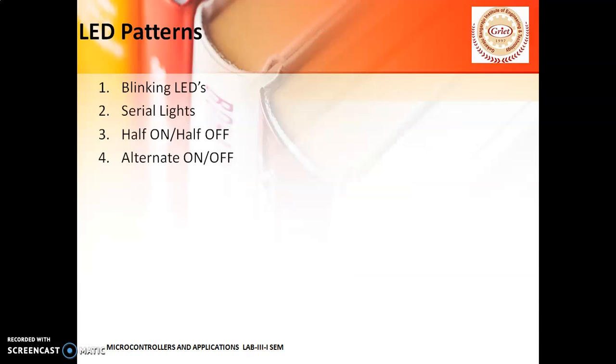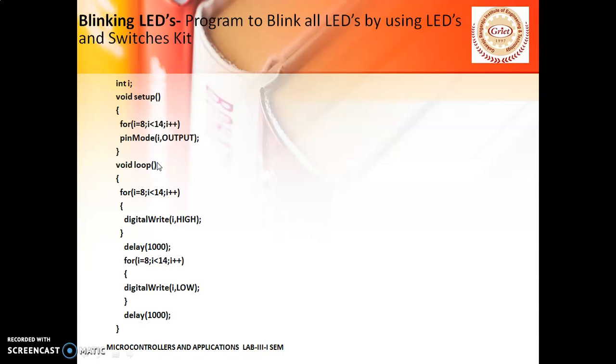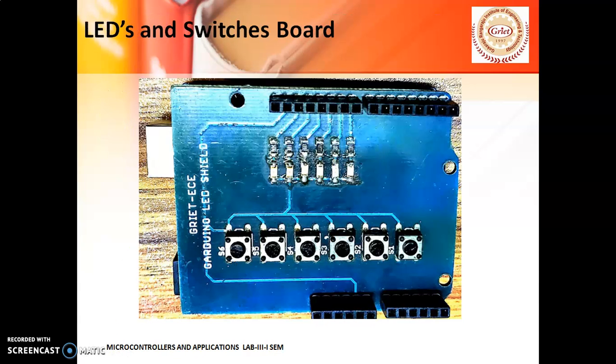Coming to the programs, the first program is blinking LEDs, the second program is serial lights, the third program is half on and half off, and the fourth program is alternate on and off. So let us do the first program, blinking LEDs. In this program, I want to blink all the LEDs by using a delay function.